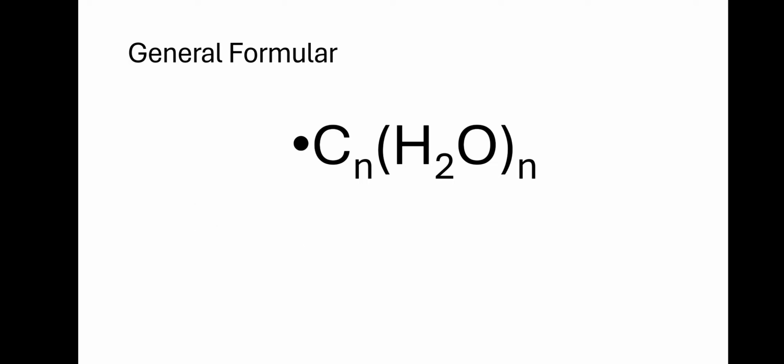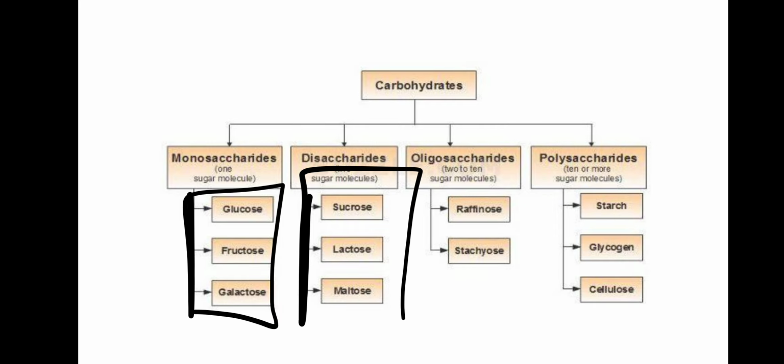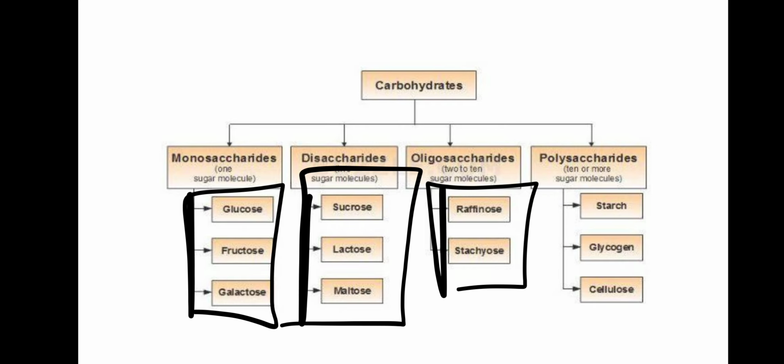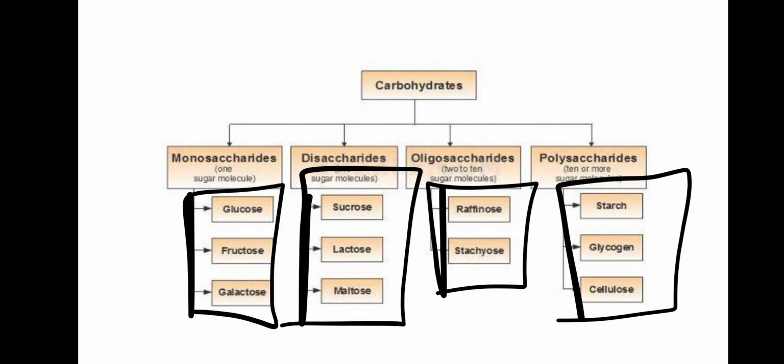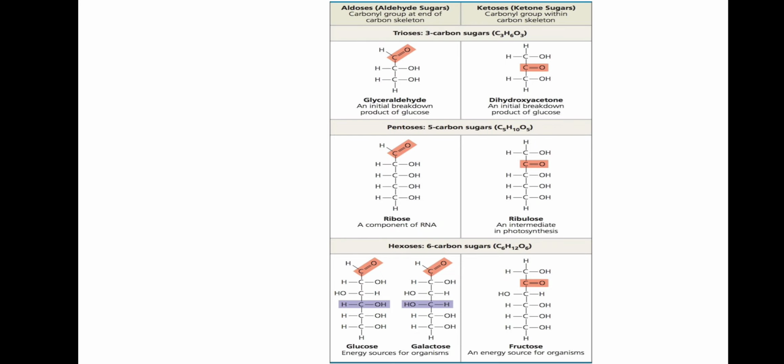Okay, so here we're going to zero in on this. And there we have different examples where we have our glucose, fructose, galactose, and we're going to see how these are different from each other. And then here we have our sucrose, lactose, maltose, raffinose, stachyose, our starch, our glycogen, our cellulose. They're all going to be there. Here we're appreciating the monosaccharides based on the number of carbon atoms, and they actually have names.